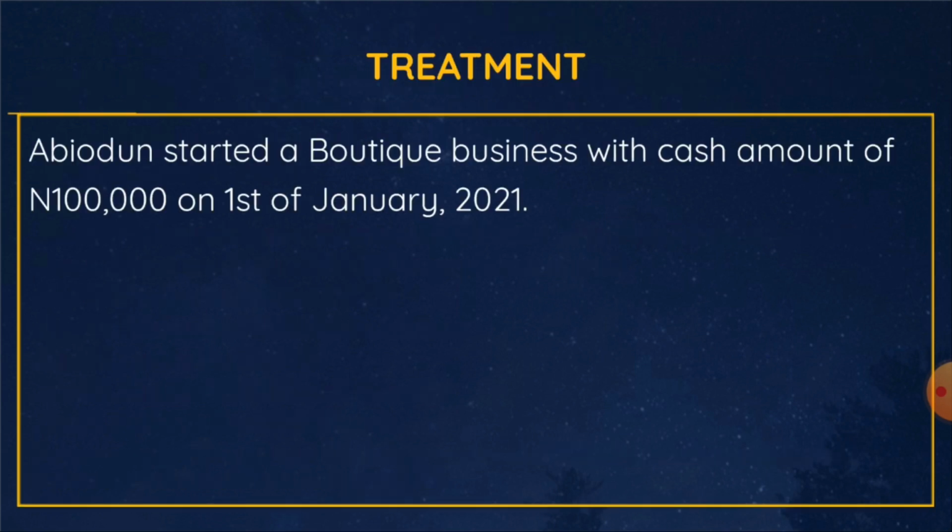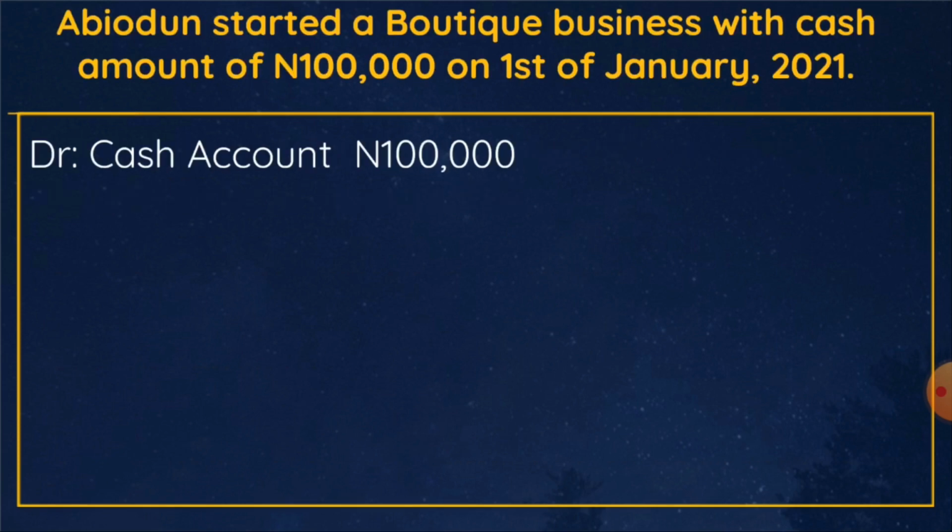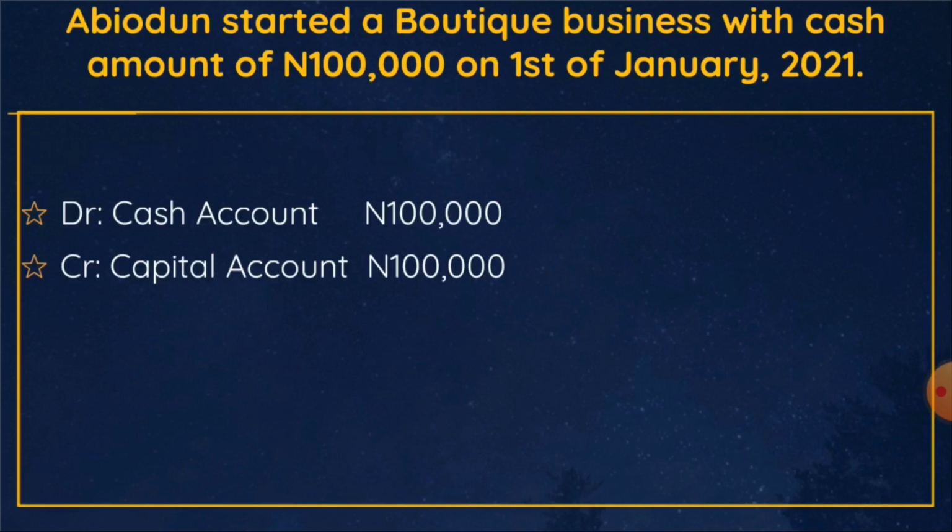Starting with the first entry, Abiodun started a boutique business with cash amount of 100,000 naira. In this transaction, like I explained in my ledger video, the first thing is to identify the two accounts that will be involved, that is the giving and the receiving account. This is a cash transaction, which means we are going to have a cash account. The other account is the money used to start the business. That is capital. So we are going to have cash account and capital account. Since we are receiving cash, cash account will be debited while the capital account will be credited.